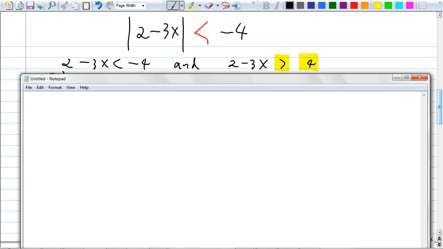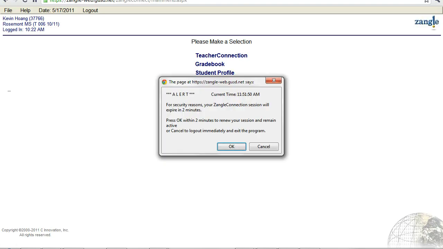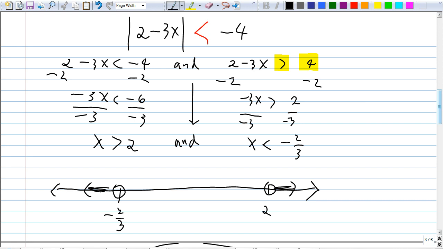Okay, who can tell me what you will get on the left side? X is greater than 2. Okay, on the right side, what do I get? X is less than negative 2 over 3, right? Okay, good. How many people got this graph?